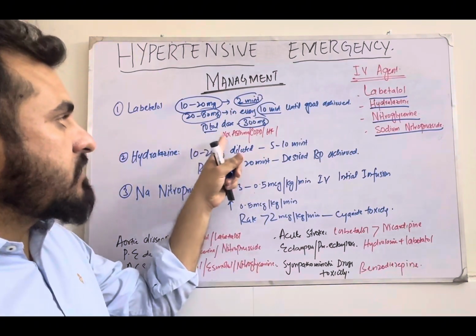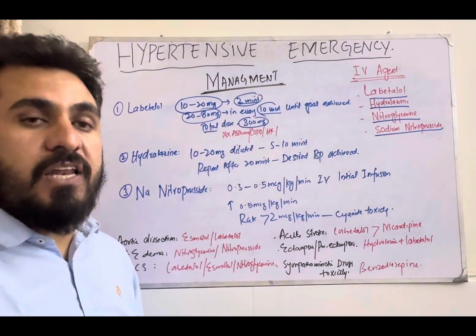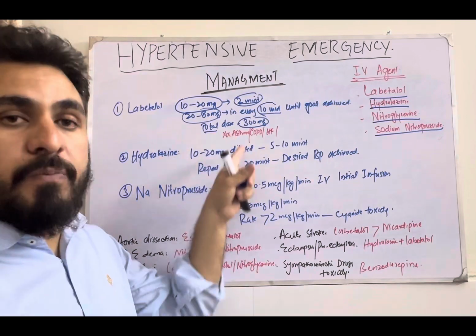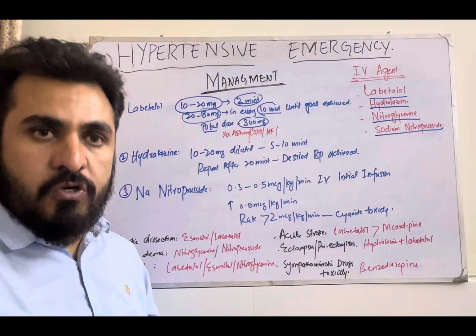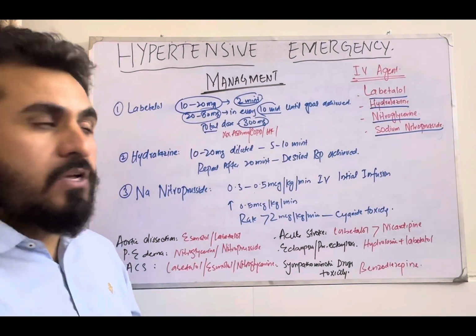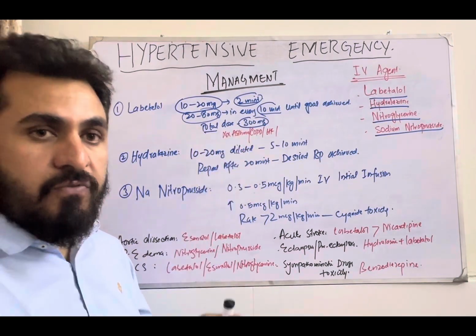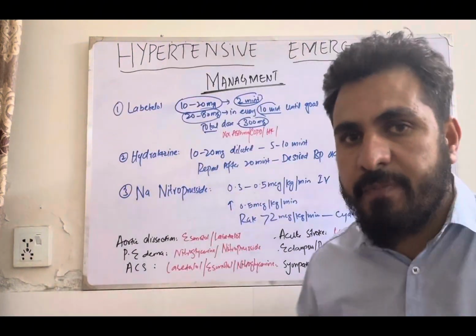There is a very important thing you should remember while giving labetalol: the patient shouldn't be asthmatic, shouldn't have chronic obstructive pulmonary disease, and shouldn't have heart failure, because if you give labetalol to such a patient, it will further deteriorate the patient instead of benefiting them.